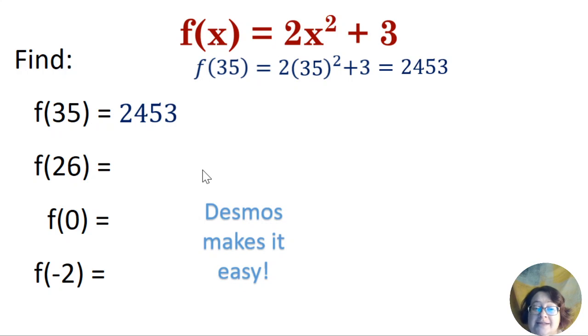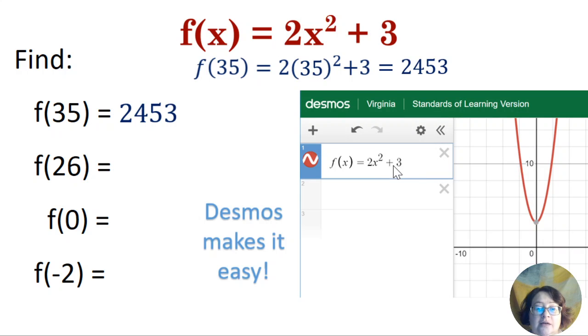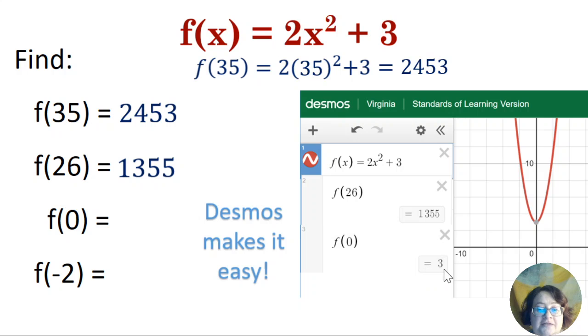Now, Desmos actually makes this really easy. When plugging it into Desmos, we can plug in our original expression, f of x equals 2x squared plus 3. And then Desmos saves this for f of x. So when we plug in f of 26, it automatically gives us our answer back, 1,355. We can plug in f of 0, and it gives us back 3. F of negative 2 gives us back 11. So we've got our answers pretty easily without having to plug in the entire expression over and over for each one of these.